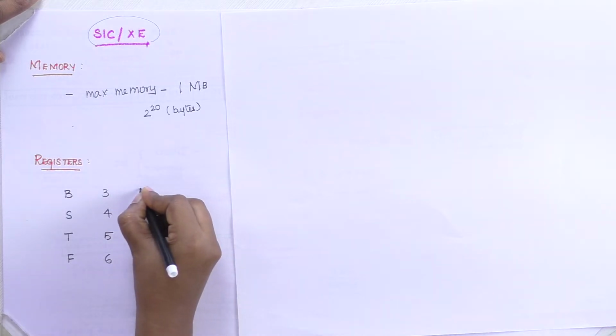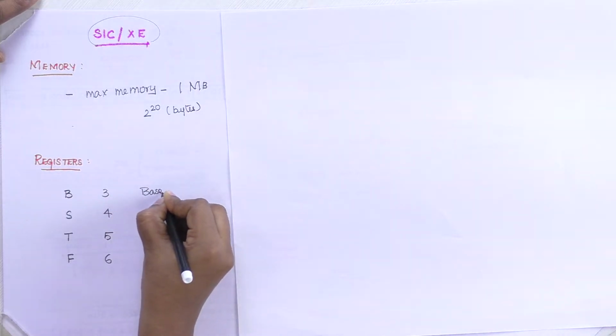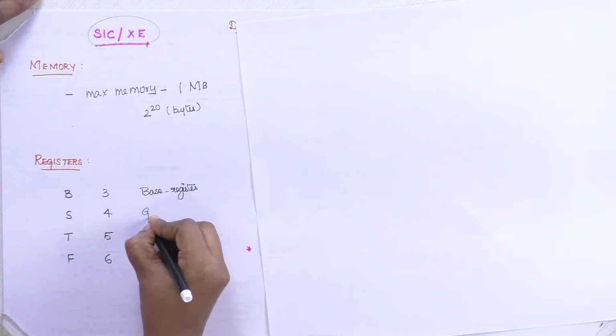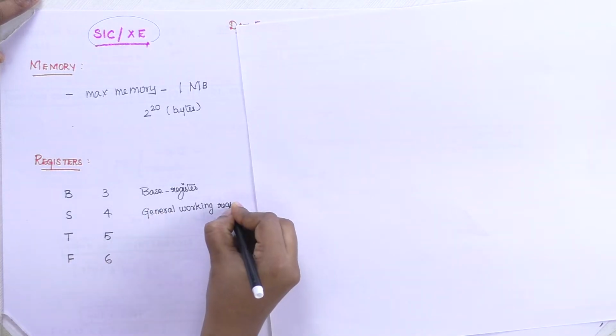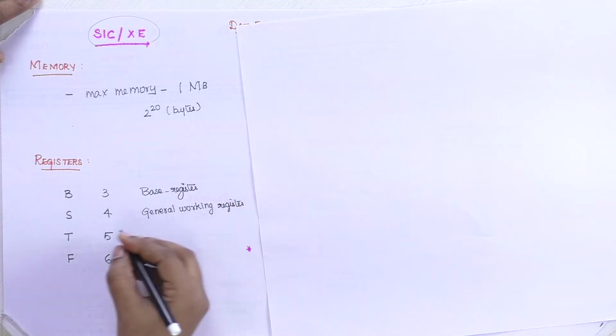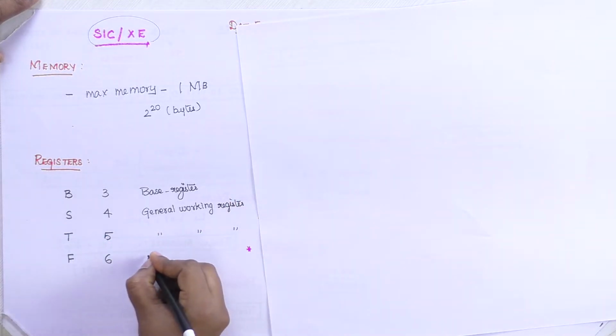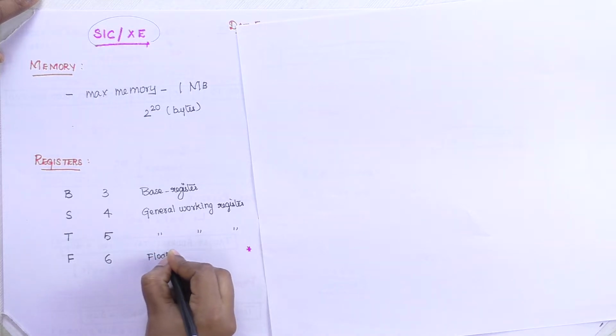B is nothing but our base register. This is used for addressing, and S is a general working register, no special use, and T is also a general working register, and F is the floating point accumulator. So these are the 4 additional registers available in SIC XC.